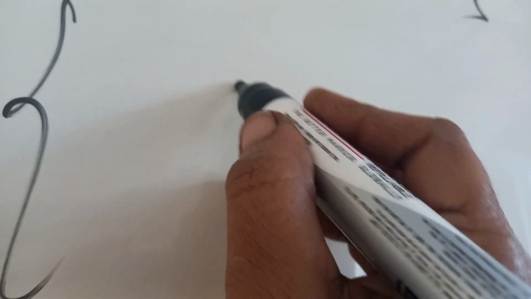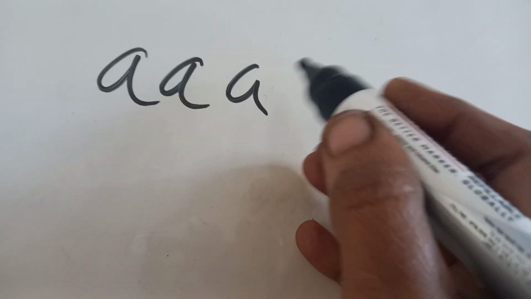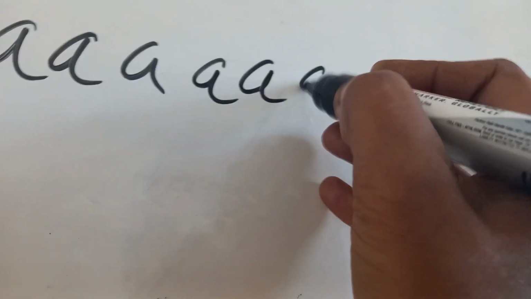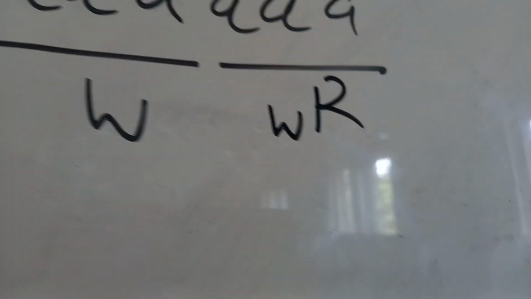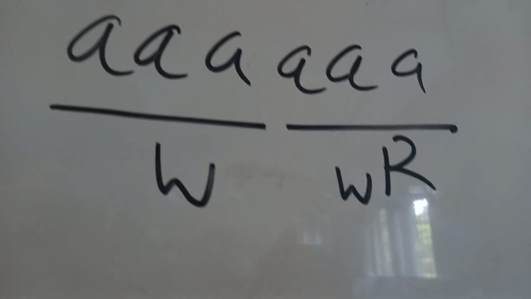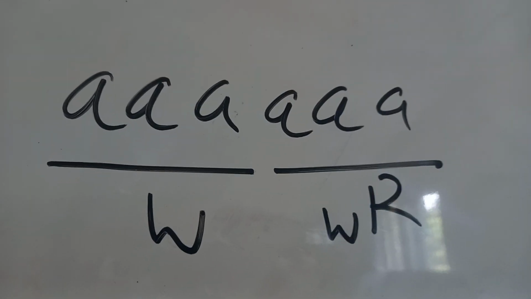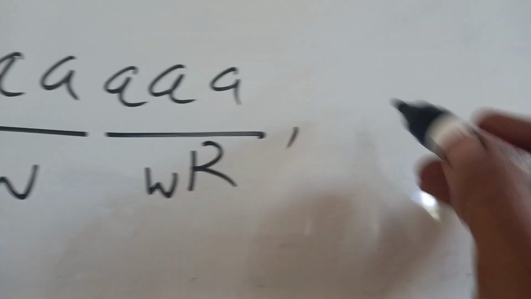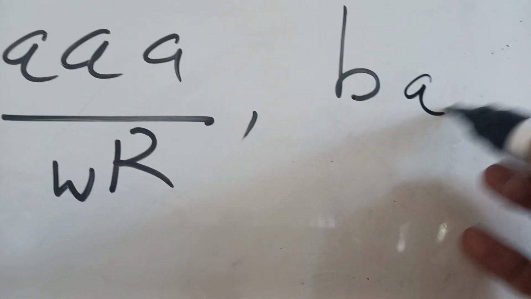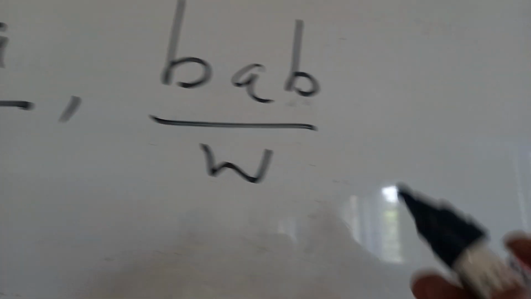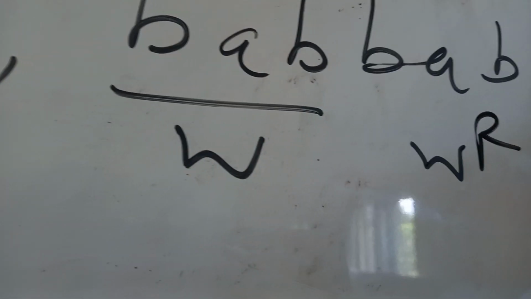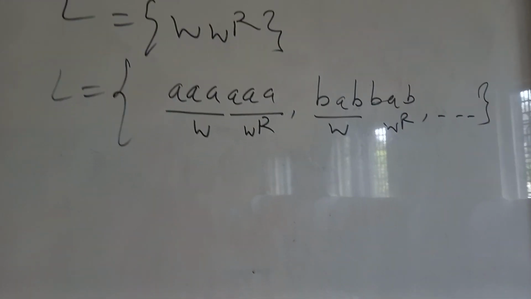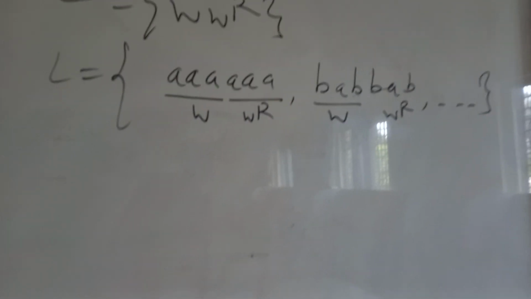Suppose w is a, then w to the power of r, the reverse of a, is a. Means the first a is w and the remaining a is w to the power of r, obtained by reversing w. And the string can also start with b. Suppose w is b, then w to the power of r is the reverse of w, so b, and so on. So in this example we don't know the center point. We don't know the center point.